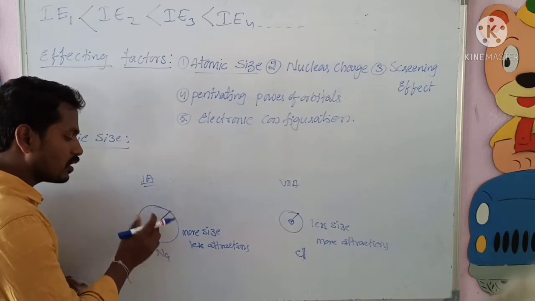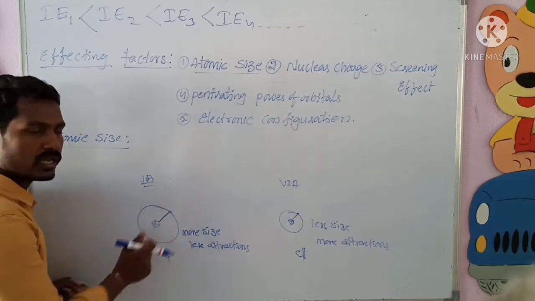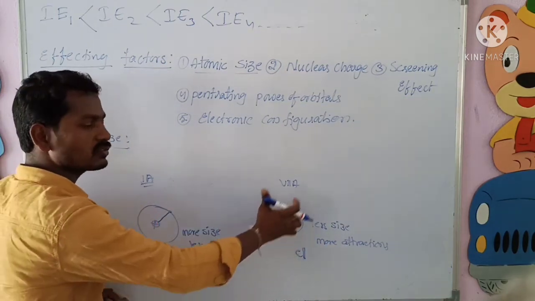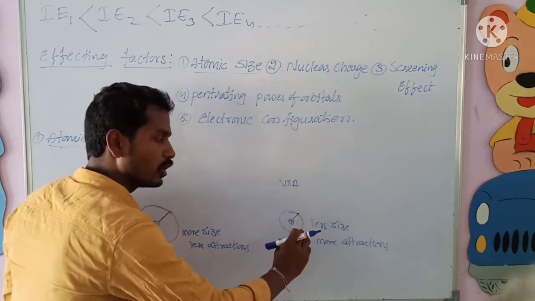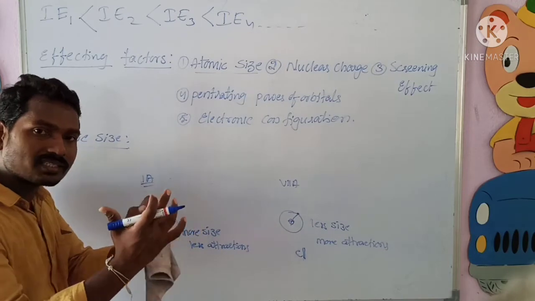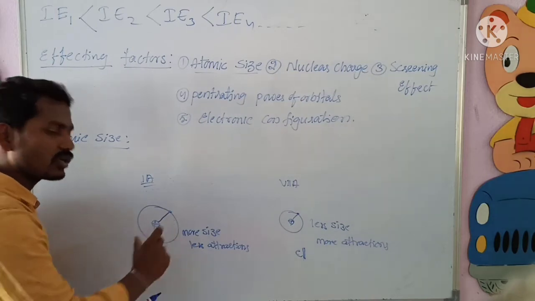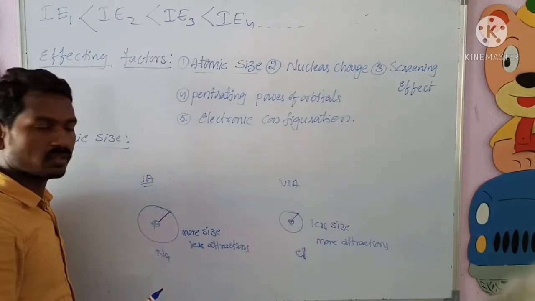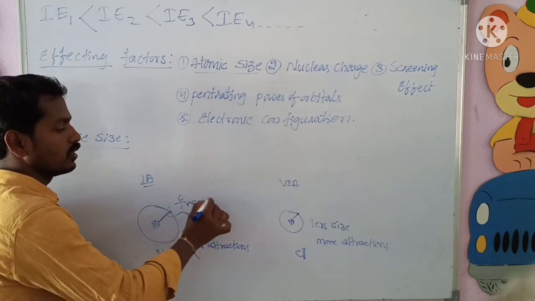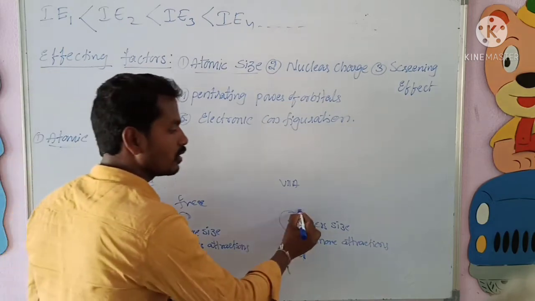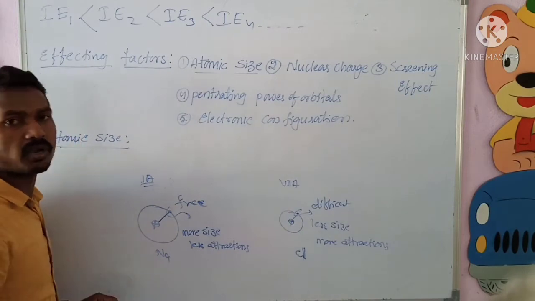Here, the nucleus can strongly attract the outermost electron. But here the distance is high, and there the distance is low. With less distance, both charges are very near. Here both charges are far apart. Here less attraction, here more attraction. In this position, removing the electron is somewhat free, but here removing the electron is a difficult process.